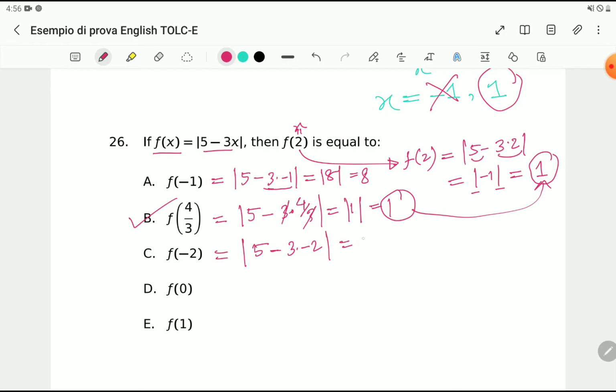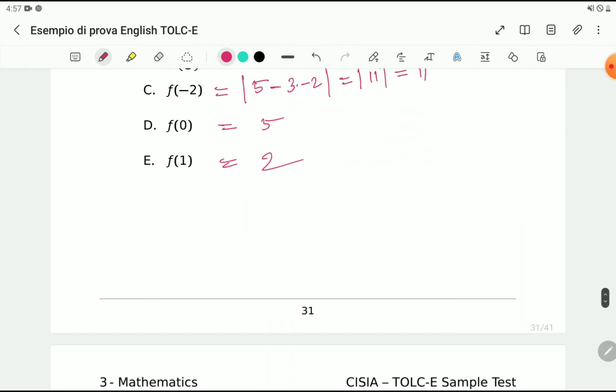Here also we get 11. Here we get 5, and the last value we get 2. You can check. Therefore our answer is B. Okay.